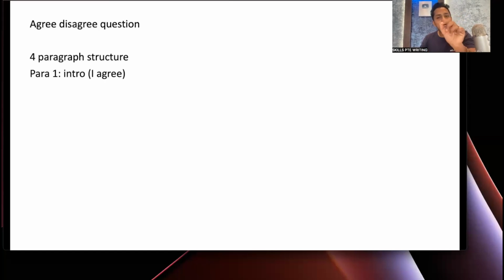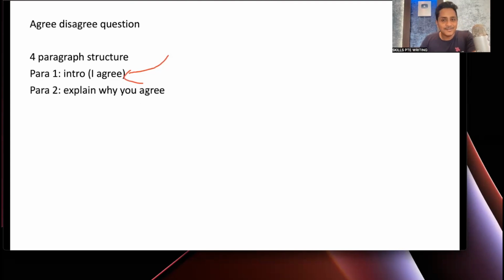Para 1 will be the intro, and what is important in the intro, you have to tell your viewpoint. Do you agree or do you disagree? Do you like chocolate or do you like ice cream? I like both. No, that option is not there. It's either of them that you will state in the intro, along with some paraphrasing from the question. And then let's say you agreed in the first para.